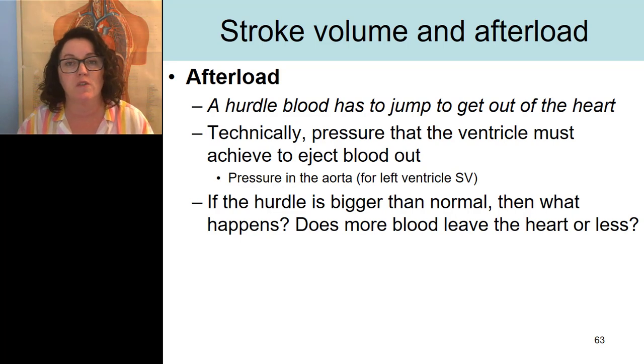And likewise, if the pressure in the aorta is very low, then that blood will do what it does. It'll flow from the area of high pressure, the contracting ventricle, to the area of low pressure in the aorta. So that's really what we're talking about, is the pressure in these major arteries that are attached to the ventricles. If the hurdle is bigger than normal, then what's going to happen? If the pressure is higher than normal in the aorta, our stroke volume will go down, right? So afterload is really referring to the load or the pressure that the ventricle has to overcome in order to get blood into the arteries.